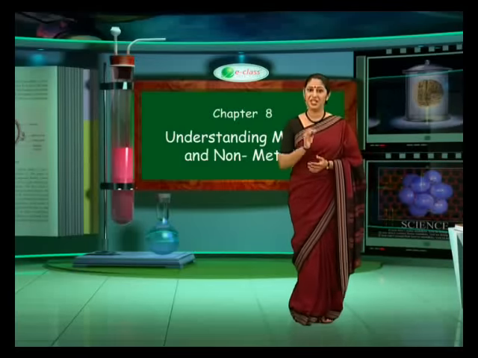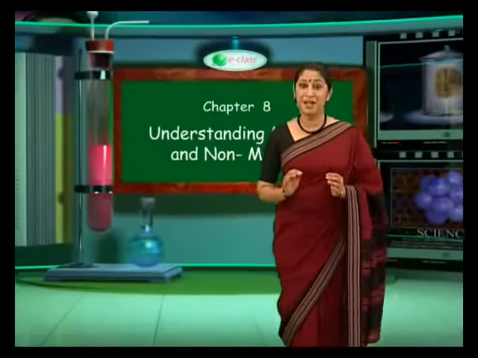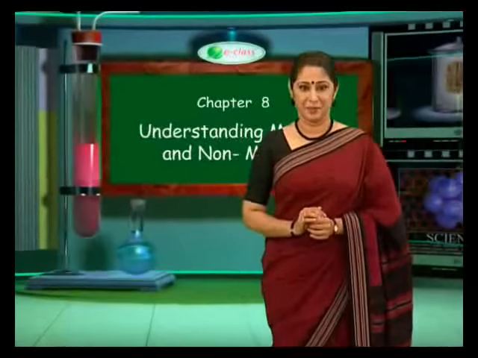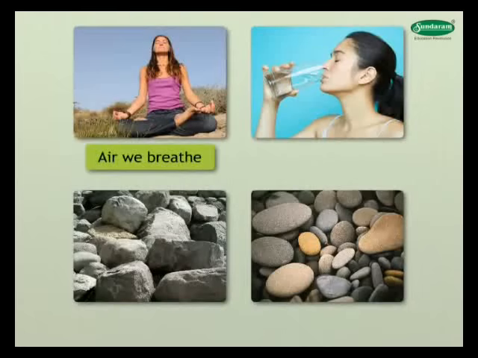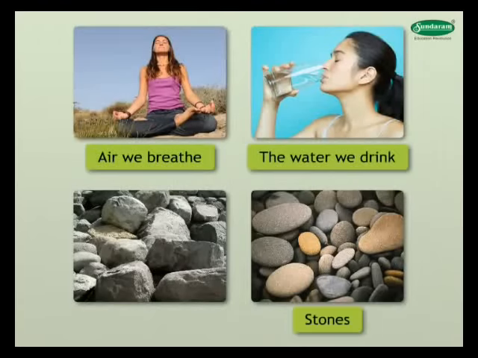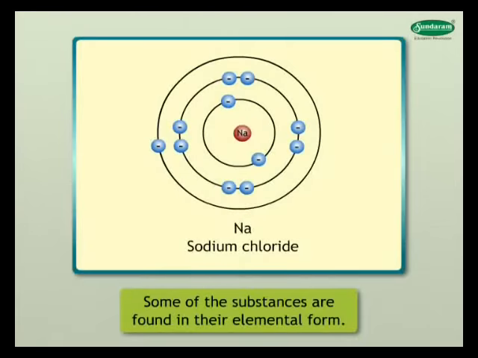Chapter 8. We have seen that the elements are classified into metals and non-metals. Let us study their properties in detail in the chapter Understanding Metals and Non-Metals. Earth is an abundant source of material. The air we breathe, the water we drink, stones, rocks, almost everything that is around us is useful for some purpose or the other. Most of these materials are the compounds of some or the other elements, while some of the substances are found in their elemental form.